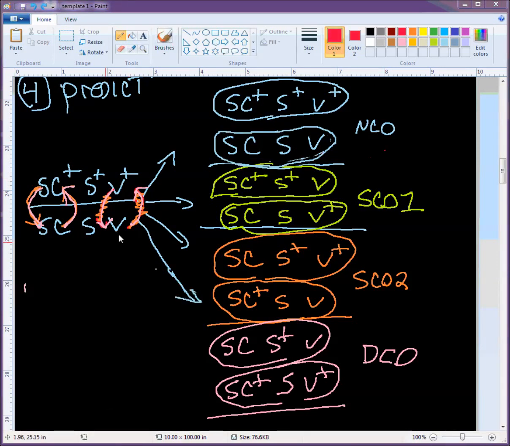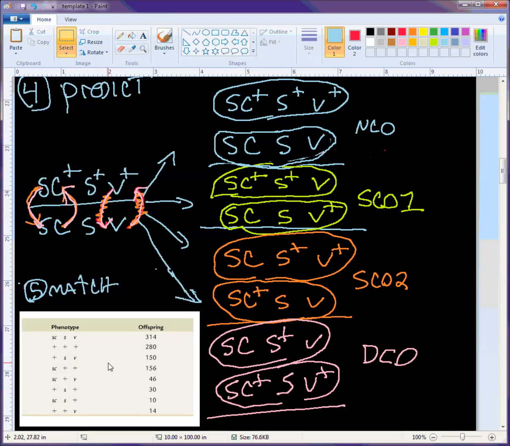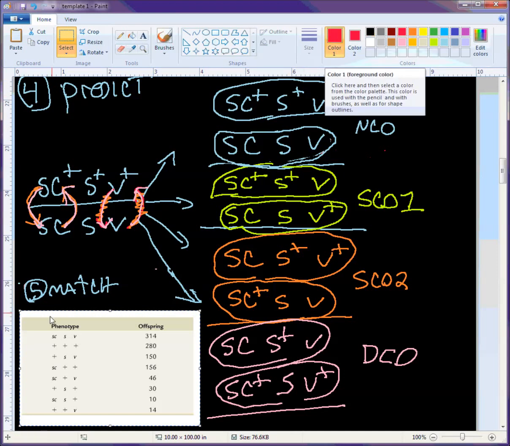So in class, we talked about the next step was going to be to actually match up this data. So let's see. Okay, match. So I have to paste in the phenotypes of the F2 progeny from the question, and we can take a look at those.